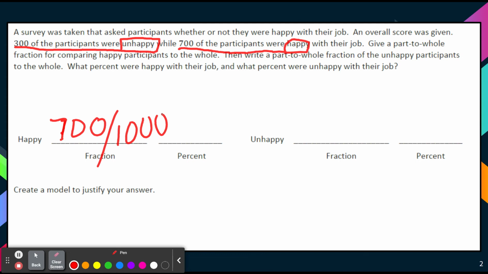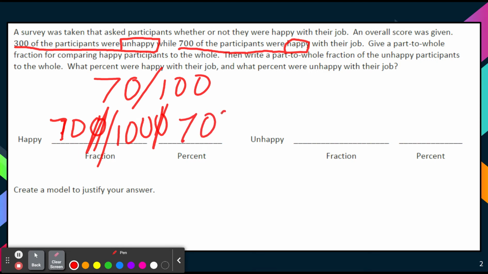As a percent, we're going to do the same thing, thinking about how we took the number and put it over 100. But I want to show you a trick. You can take your fraction of 700 out of 1,000. You're basically going to divide by 10, which erases those zeros. And now I can see that 70 over 100, like we talked about with lesson 24. So that percentage is 70% that are happy.